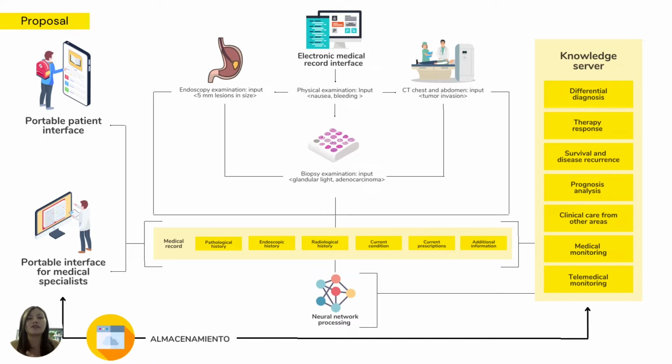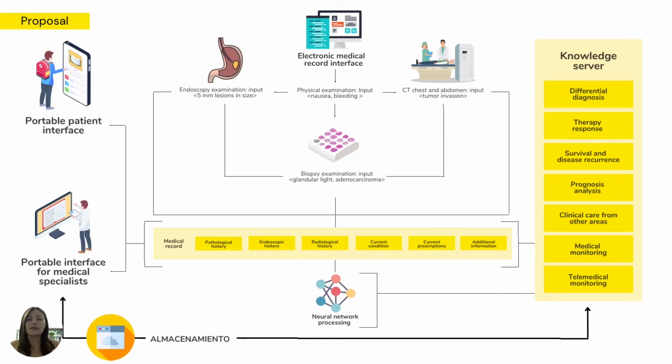So normally the patient will go to a specialist. Let's imagine an adenocarcinoma case. The patient normally will be asked to do an endoscopy, a biopsy, and a CT scan of chest and abdomen. And normally each result of these exams will be obtained by different specialists, and these other specialists will give the result to the patient. The patient has the obligation to give the results to the specialist.